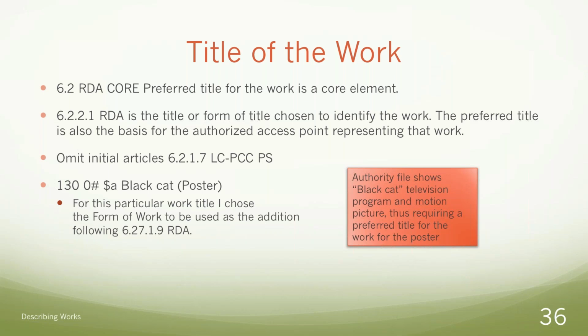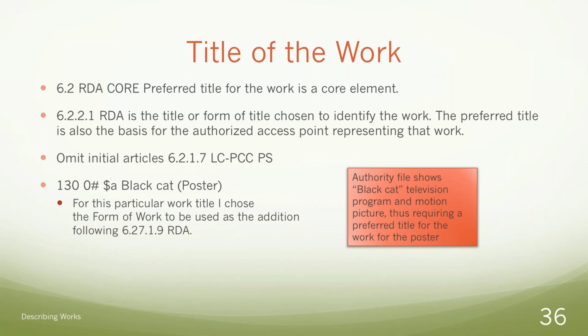6.27.1.9 RDA, which tells you how to create a title that identifies the work and gives you options for additions to add to that title. Usually we're going to add the form of work, which is what we've done here, poster in parentheses. So Black Cat poster, this makes it a unique identifier for that particular work and differentiates it from Black Cat the television program, Black Cat the movie, Black Cat the puppet. So the list can go on and on.